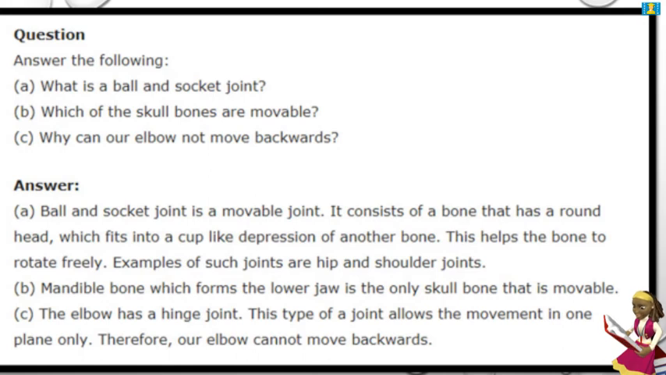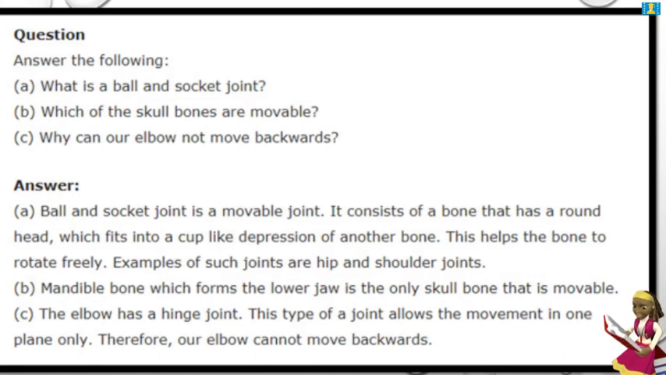And the answers. Ball and socket joint is a movable joint. It consists of a bone that has a round head, which fits into a cup-like depression of another bone. This helps the bone to rotate freely. Examples of such joints are hip and shoulder joints.